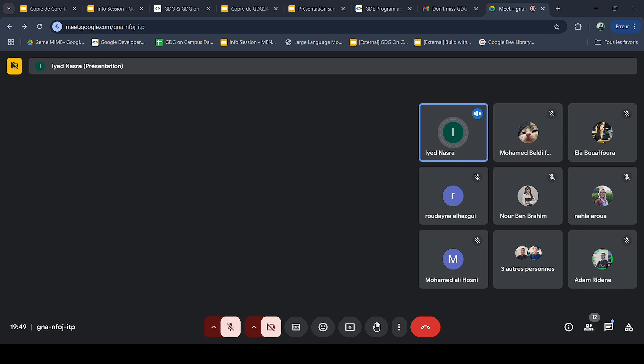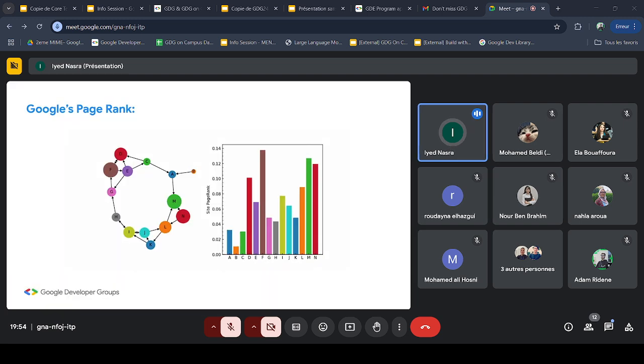And now looking at Google's PageRank, this is a very interesting application of eigenvalues.